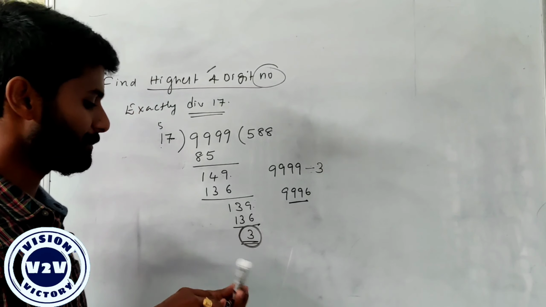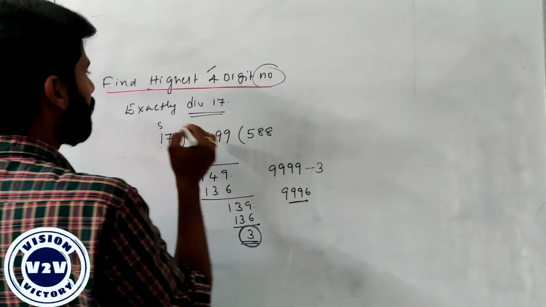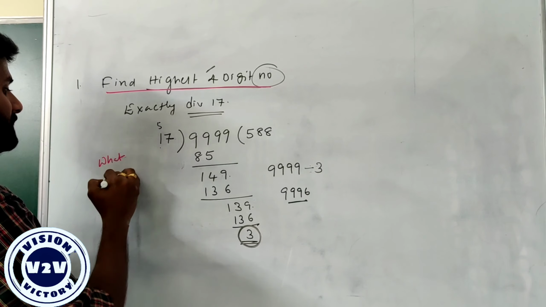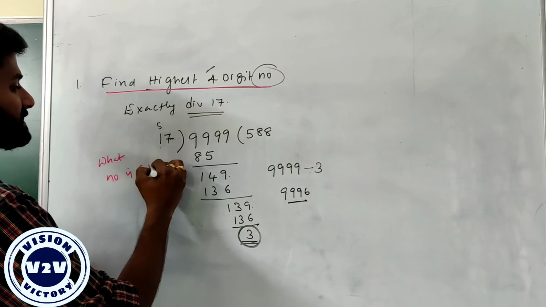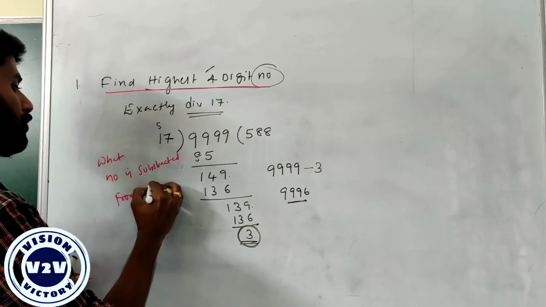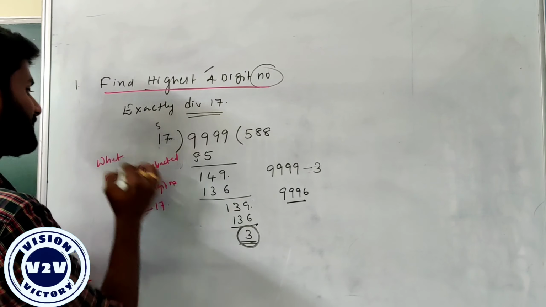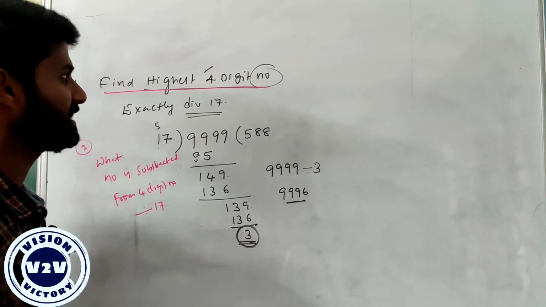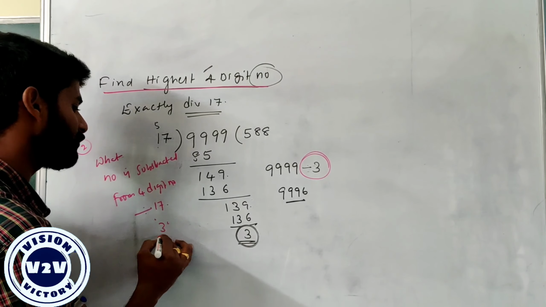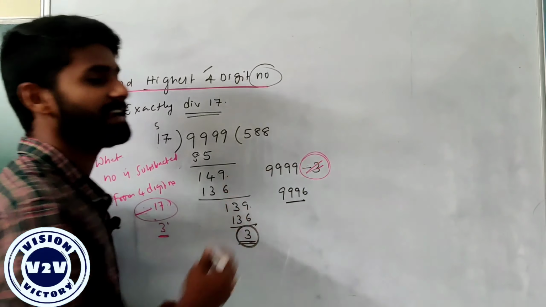Okay, sometimes the same question says find the highest 4-digit number. What number is exactly subtracted? See, what number is subtracted from a 4-digit number so that it is exactly divisible by 17? So this is the other form of question. If 3 is subtracted from the 4-digit number, the number is exactly divisible by 17. That is also the second question.